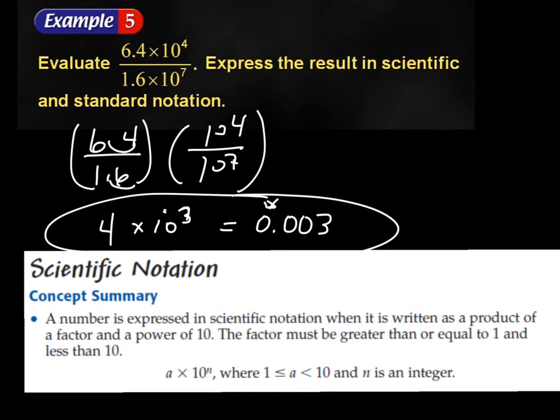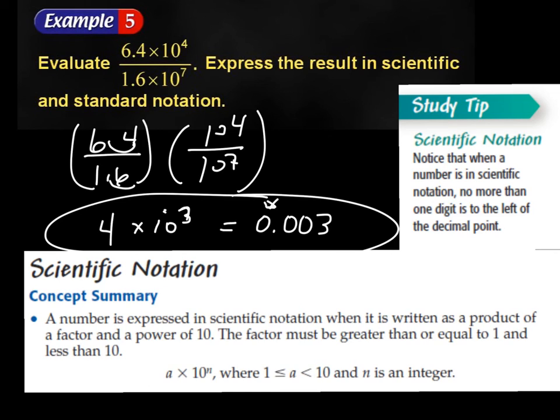A number is expressed in scientific notation when it is written as a product of a factor and a power of 10. The factor must be greater than or equal to 1 and less than 10. In other words, when a number is in scientific notation, no more than one digit is to the left of the decimal point. In fact, it's exactly 1.